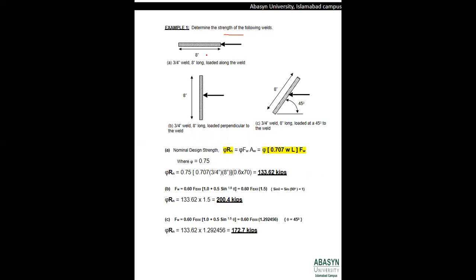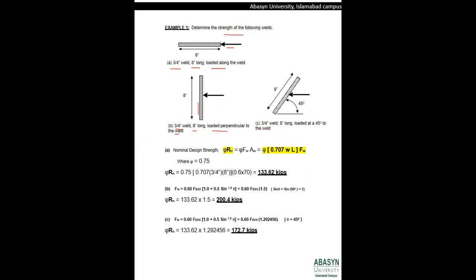For example, in figure A, it states that it is a 3 by 4 inch weld. The length of the weld is 8 inches and it is loaded along the weld. The force is applied in the same direction as the direction of the weld. In part B, it states that it is again a 3 by 4 inch weld, again 8 inches long, but the force or load is applied perpendicular to the weld. That is, the force is applied in the x direction while the welding is carried out in the y direction.